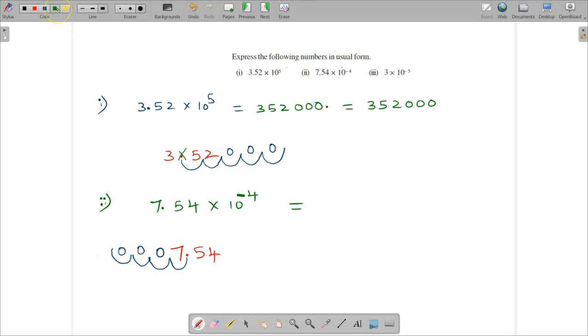So where will your decimal point come? We need to remove the decimal point here and keep the decimal point here. So how do we write the number? It is 0.000754. Before your decimal point you can write 0 also. It is meaningless, this 0. So 0.000754 is the final answer for the second subdivision.